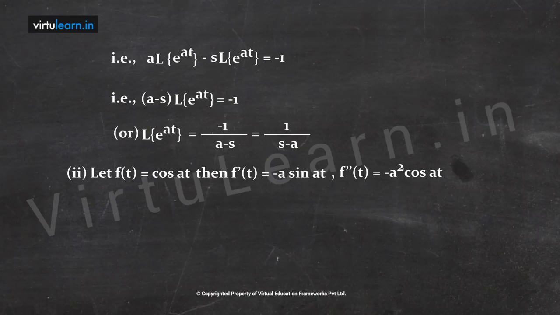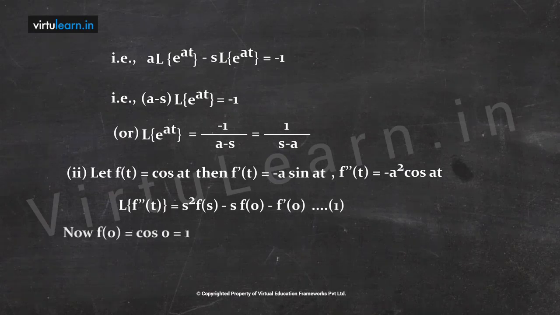Now apply the Laplace transform of f double dash of t. What is the formula? The general formula I have given, where n is 2 here: s square f bar of s, minus s power n minus 2, and n is 2 means s power 2 minus 1 is s, into f of 0, minus, again 2 minus 2, s power 0 is 1, f dash of 0. Then f of 0 is cos 0, which is 1, and f dash of 0 is minus a into sin 0, which is 0.